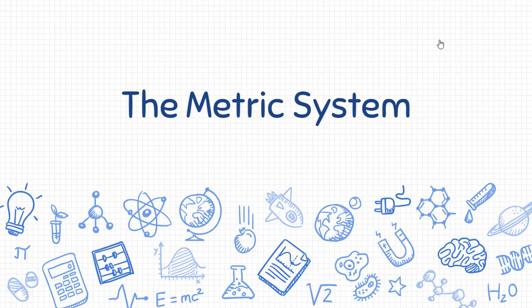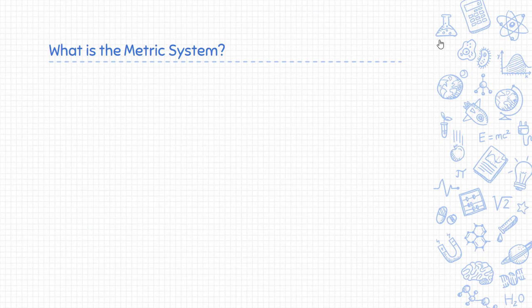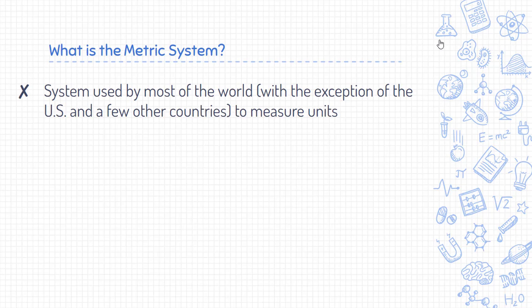Hello, this is the metric system. So what is the metric system? It is a system used to measure units. It is commonly used by most of the world, however in the United States we use the imperial system, along with a few other countries.